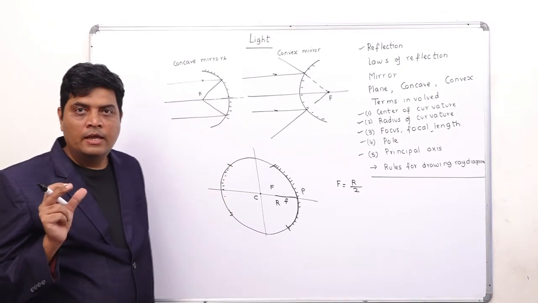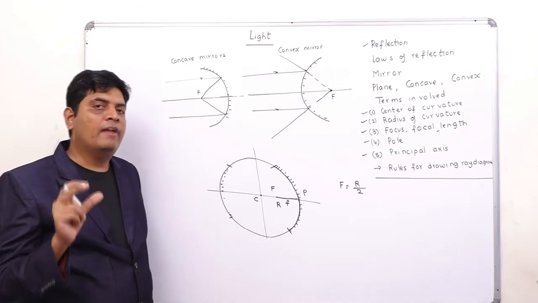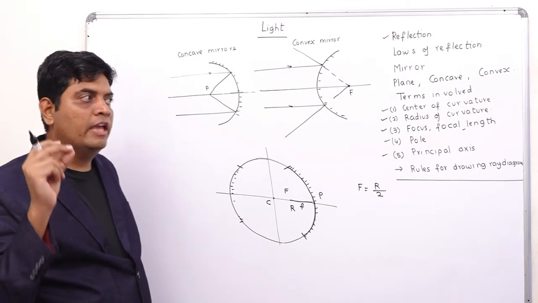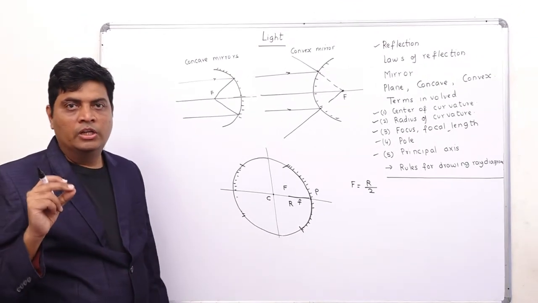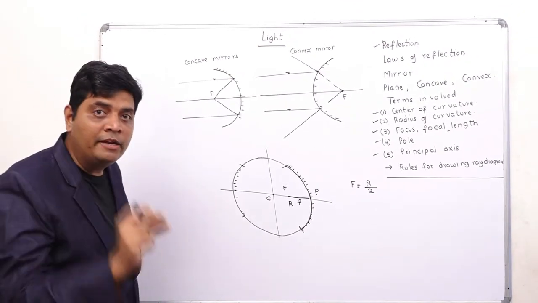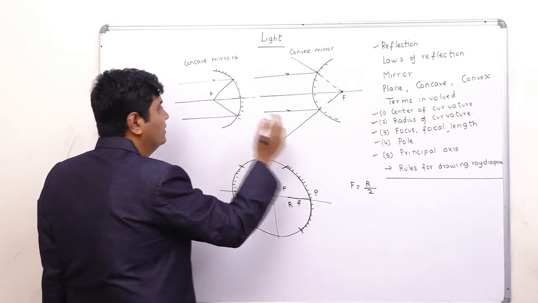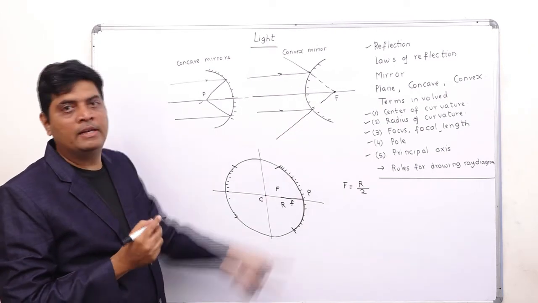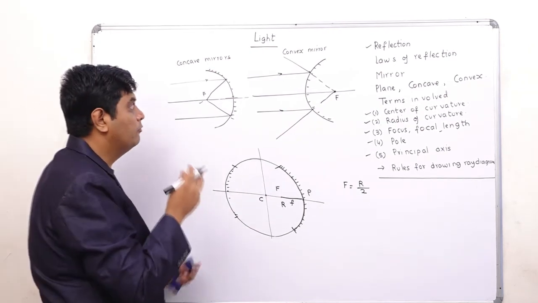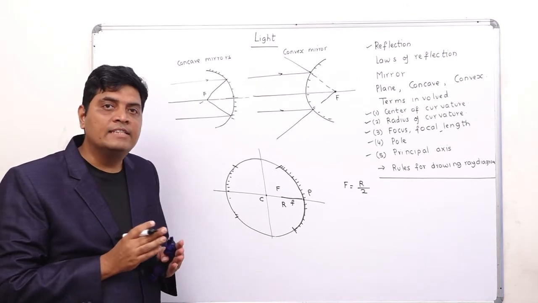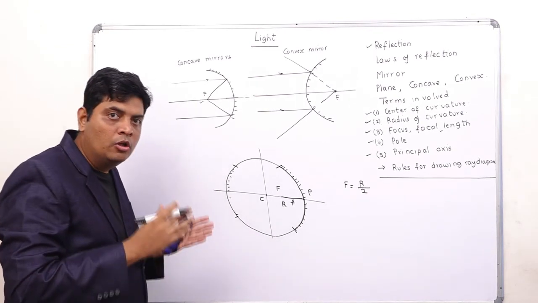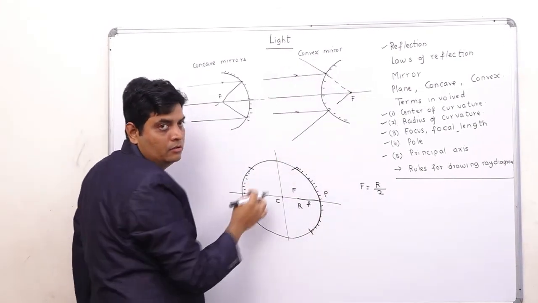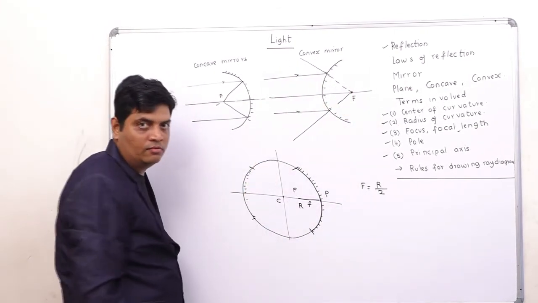What is a focus? Whenever parallel rays of light fall on a concave mirror, they converge at one point. Why? Because concave mirror is a converging mirror. The point where they all meet after converging is known as focus. And in case of a convex mirror, which is also known as a diverging mirror, when rays of light fall on it, they diverge. So they appear to come from one point, and that point is known as focus.